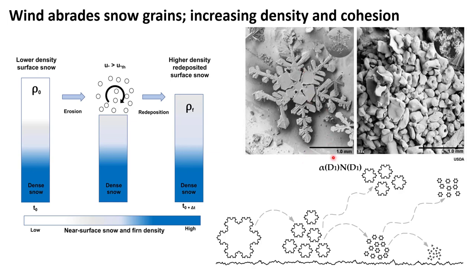So on the left image, you have these highly dendritic crystals that formed under high supersaturation conditions in the atmosphere. And then on the right, you have the crystals as they've been abraded by the wind and broken down into these small grains that are totally unrecognizable. But this illustrates nicely how you can increase the density of that resulting snowpack layer and the cohesion of these, which in turn can create these things called wind slabs, which are really problematic for potential avalanche risk.